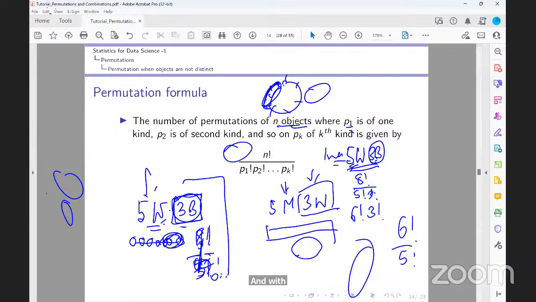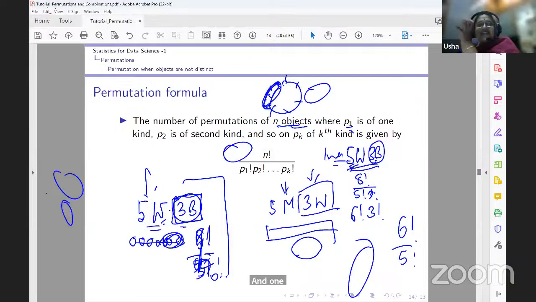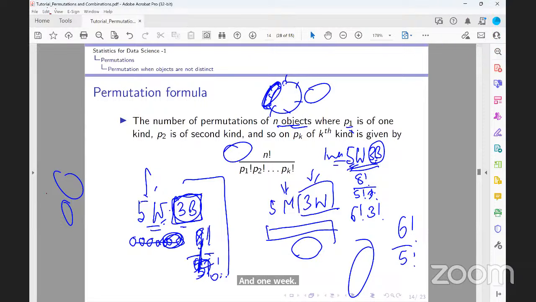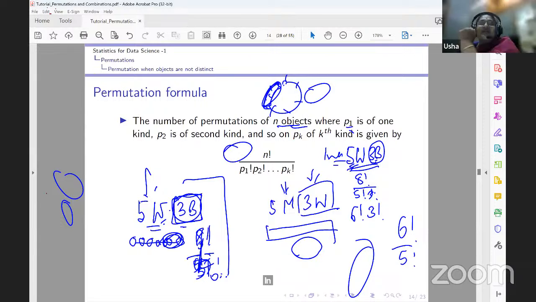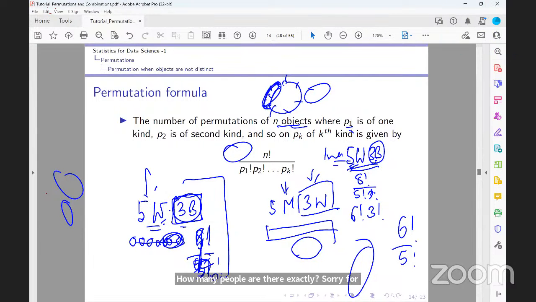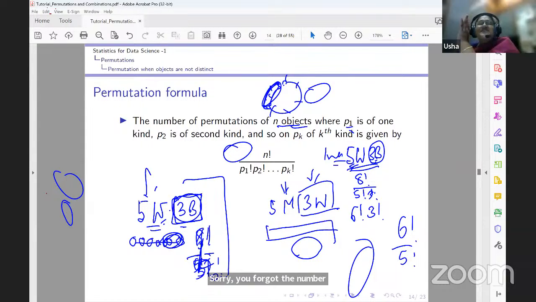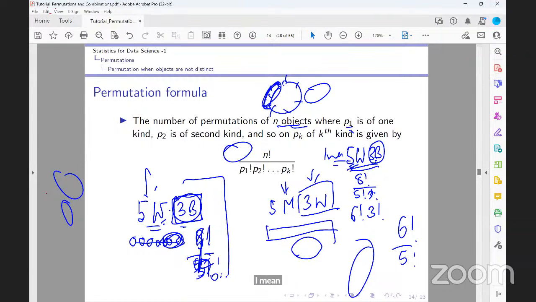How many beads are there exactly? Sorry, I forgot the number. 5 white and 3 blue beads, in necklace form. So the 3 blue beads are always together, so 8 factorial divided by 5 factorial? Use your common sense, because clockwise and anti-clockwise makes no difference.